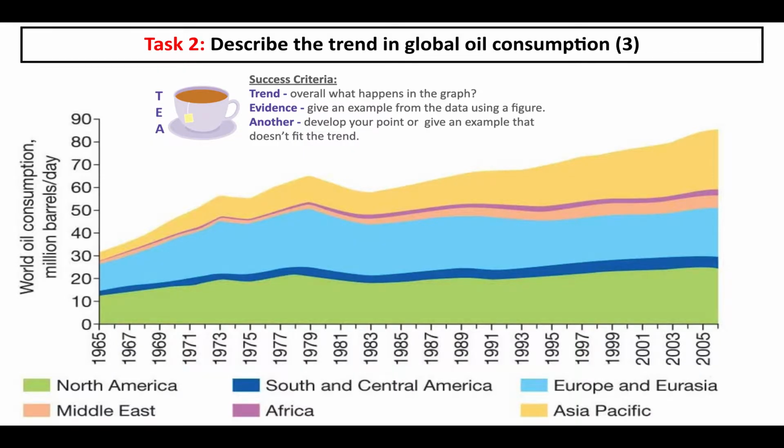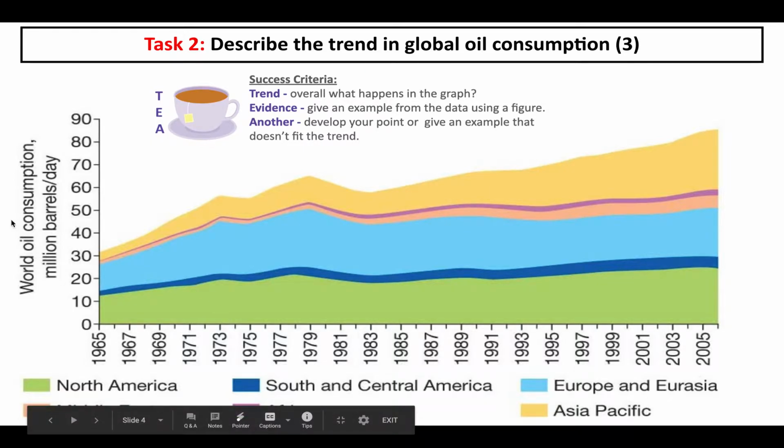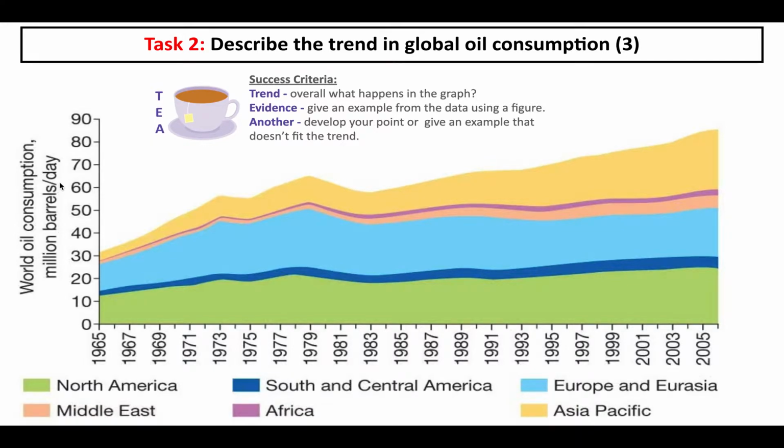So we're going to have a look now at a graph, and we're going to do our second task, which is to describe the trend on this graph. Now, describing the trend in global oil consumption. This whole graph is all about oil, and it tells us world oil consumption in million barrels per day over a period of time. And then here what we've got is a compound graph.